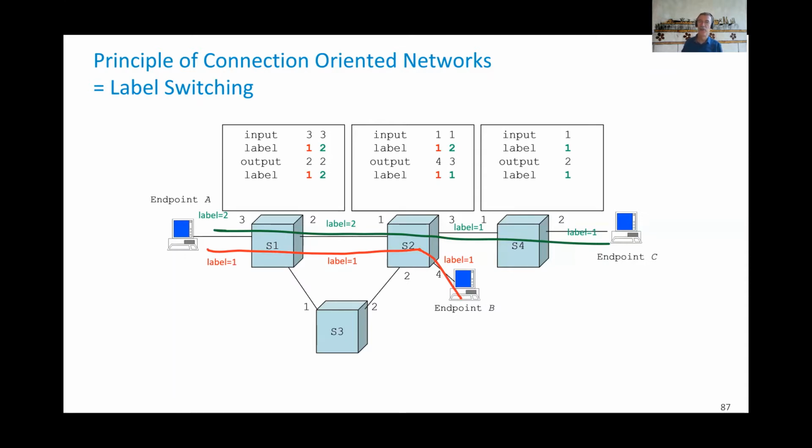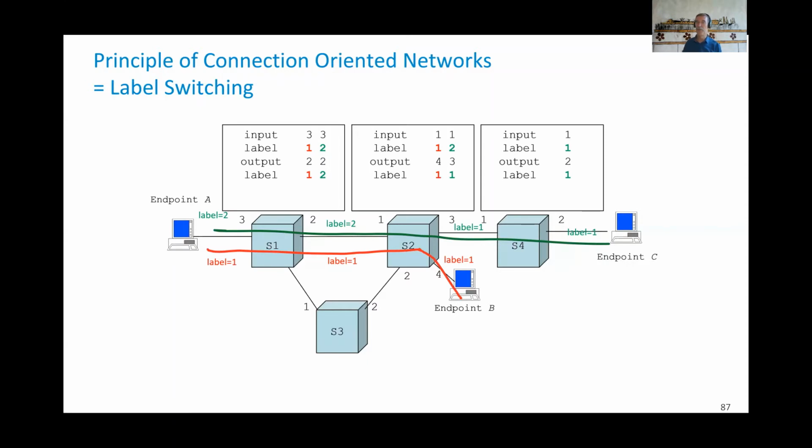Otherwise, there's no way to distinguish the flow. So the red and the green must have different labels. When they go out, they must also have different labels because they go out on the same physical link here. However, at switch S2, the red flow goes to output 4. Therefore, there is no need to differentiate the label. Label 1 here, we see, is the same value as here. Doesn't mean they are the same flow. It just means since they are not on the same interface, their labels cannot be compared.